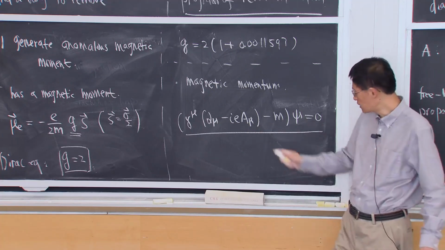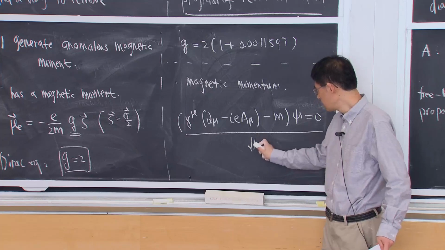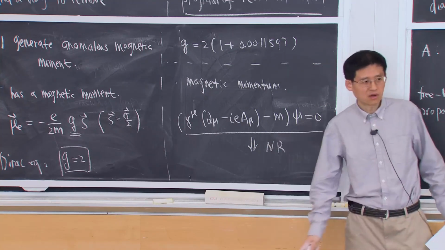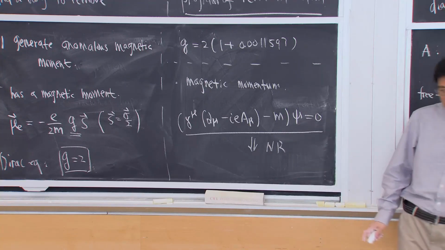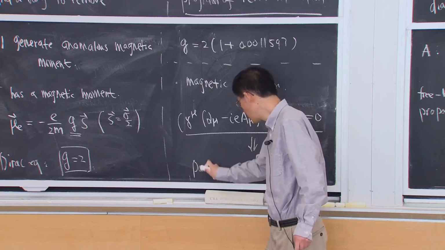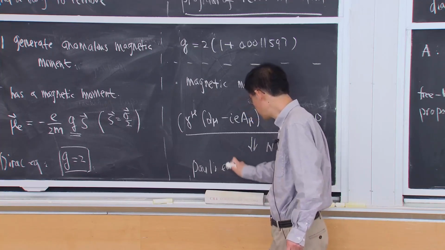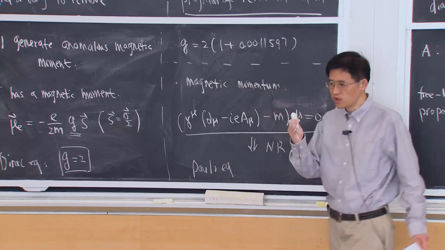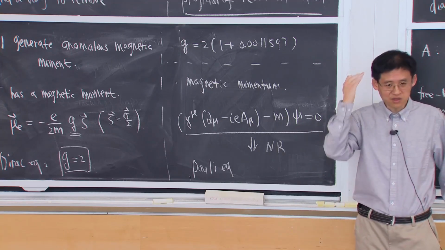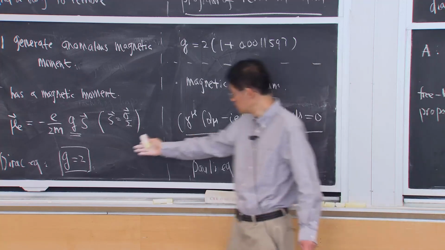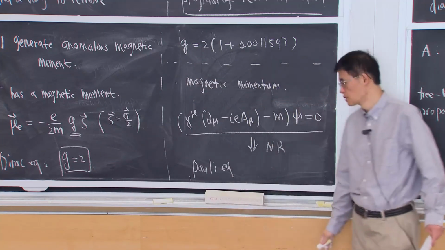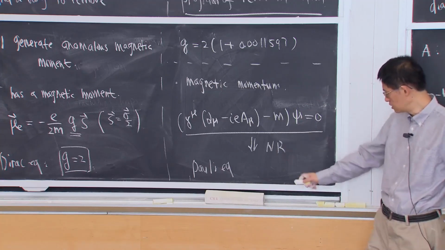The claim is that if you take this equation and go to the non-relativistic limit, you will get the Schrodinger equation, the so-called Pauli equation. You get the Schrodinger equation with a spin half particle and with a magnetic moment precisely given by g equals 2. Now let's try to see this.